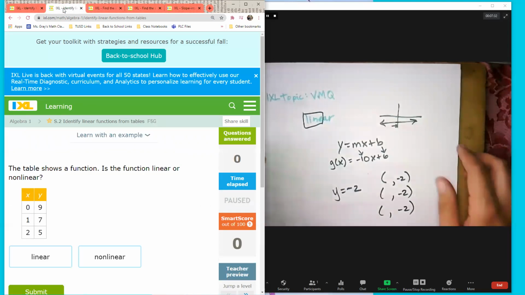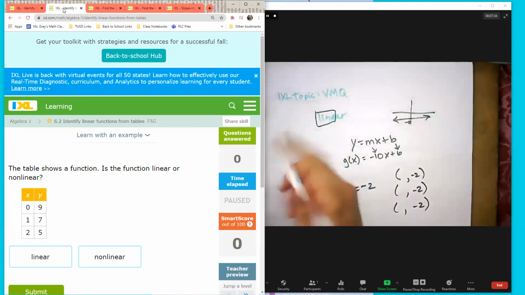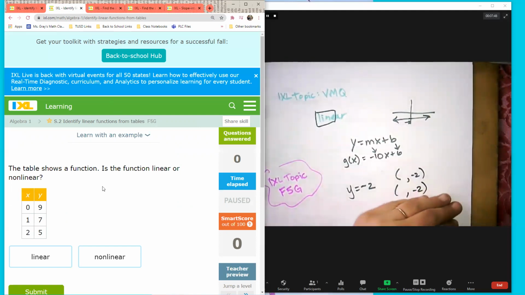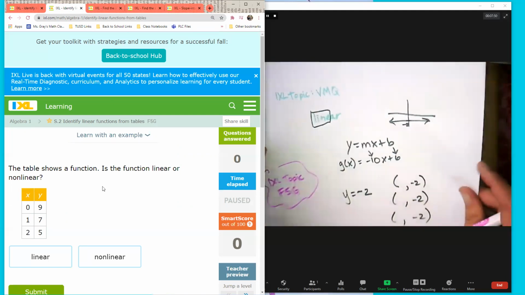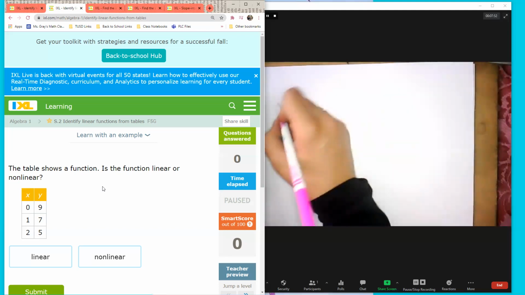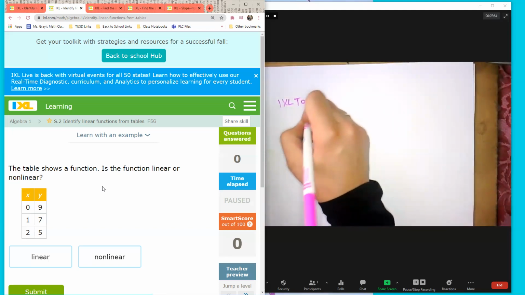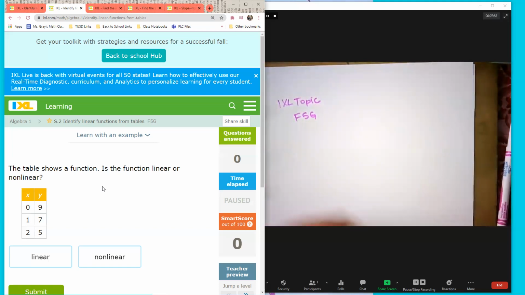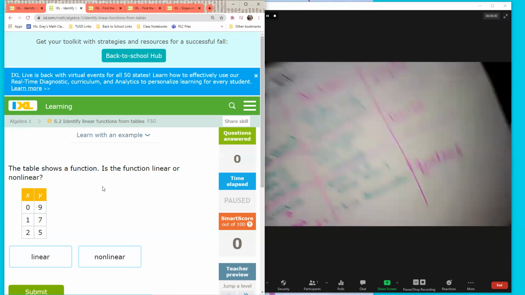Okay, so if I move on then to IXL topic F5G, that's really the same thing, right? Except this time now you're looking at tables. So let's flip to a new sheet of paper. F5G. So you're looking for that constant rate of change.